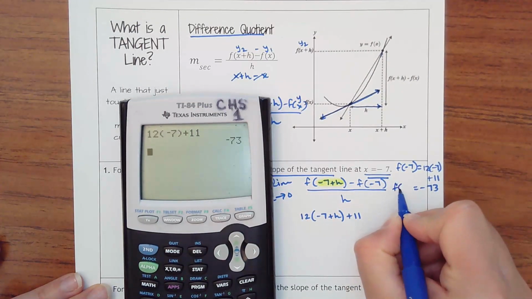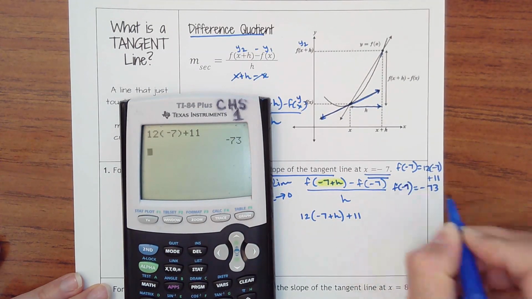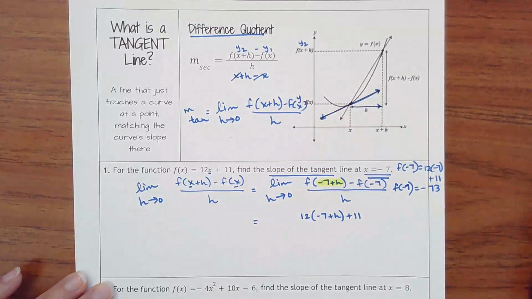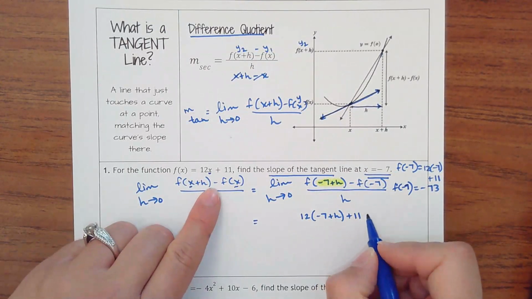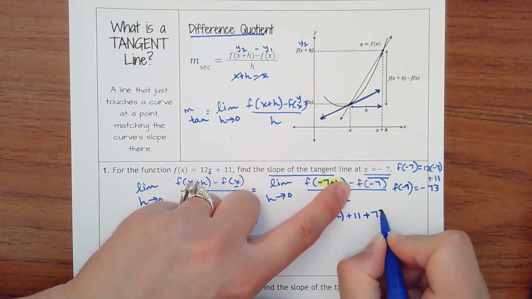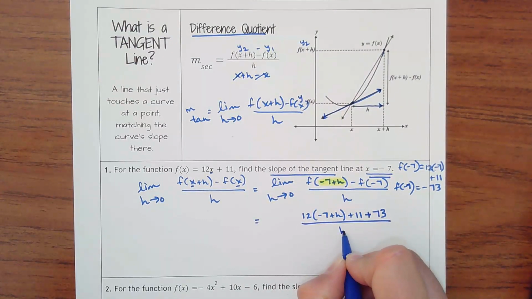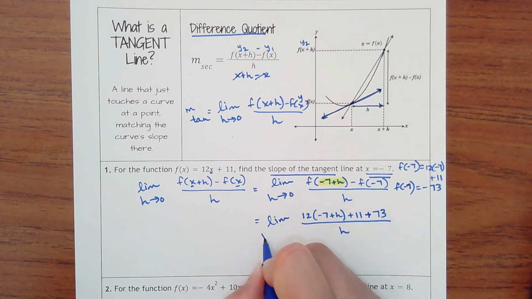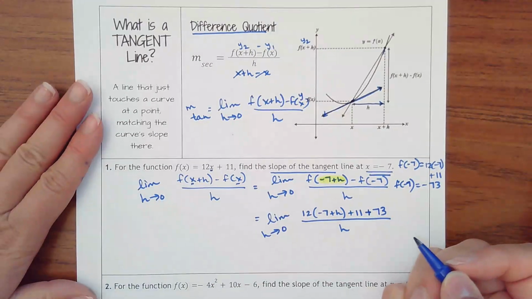So f of -7 is -73. So then what I know I'm doing is minus that value, which turns into a plus 73, all over h. It gets easier, don't worry. So then all you're doing is simplifying.